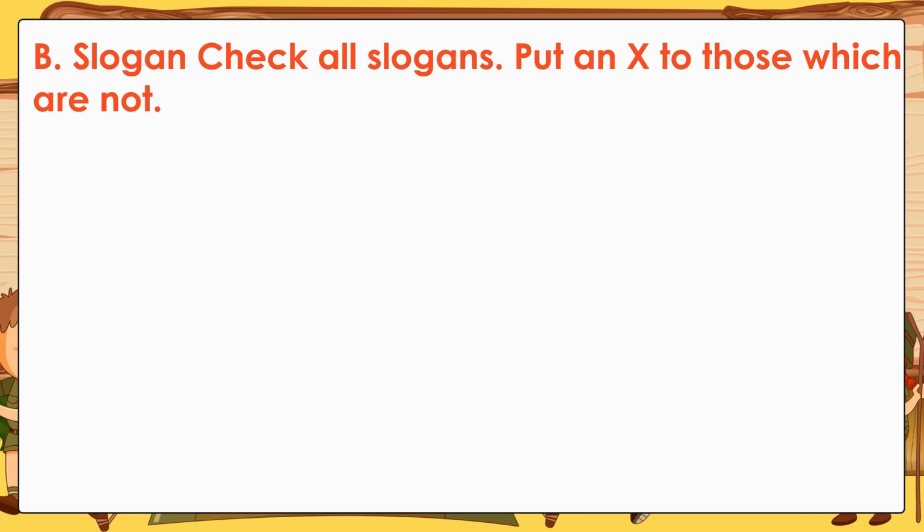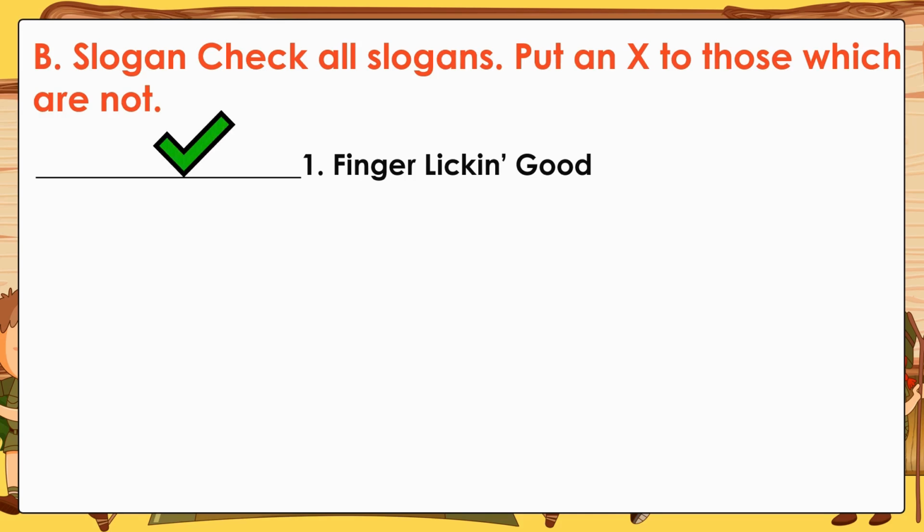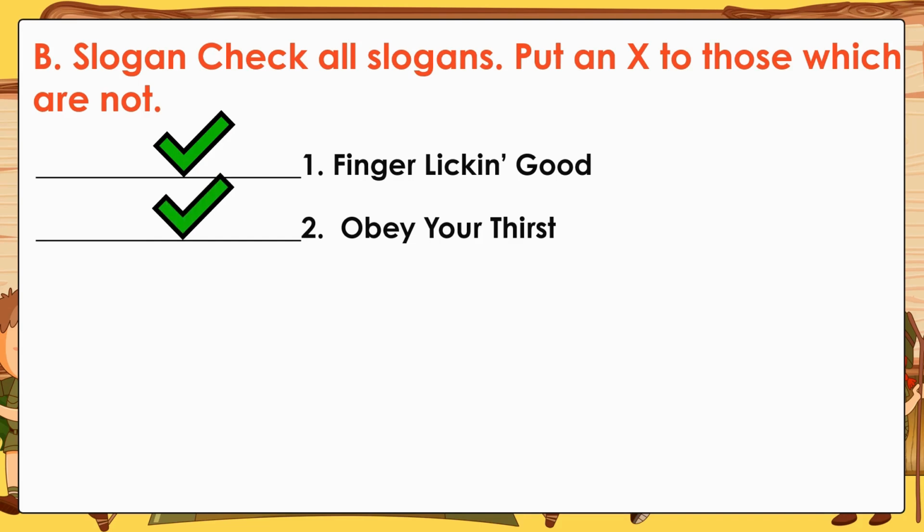For the next activity, check all slogans. Put an X to those which are not. Number 1. Finger licking good. The correct answer is check. This is a slogan. Number 2. Obey your thirst. The answer is check. This is a slogan.